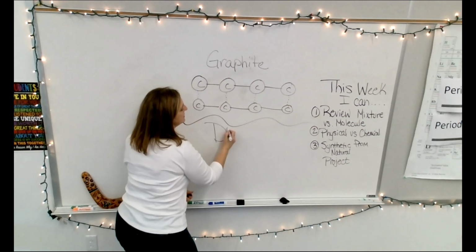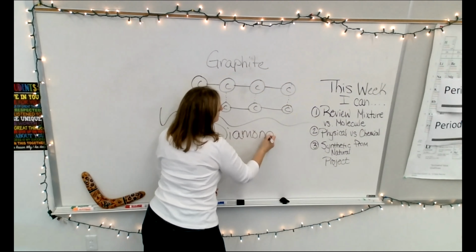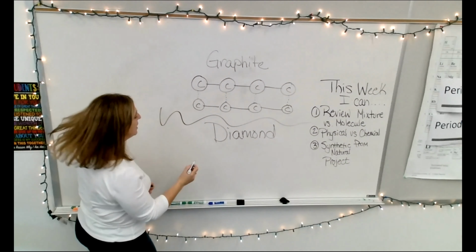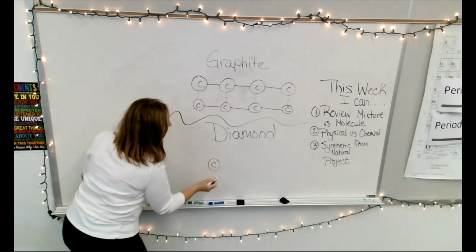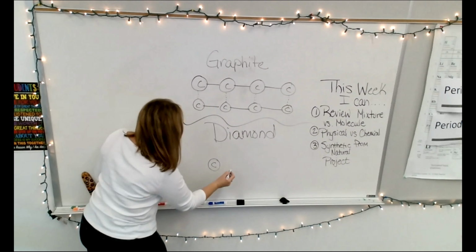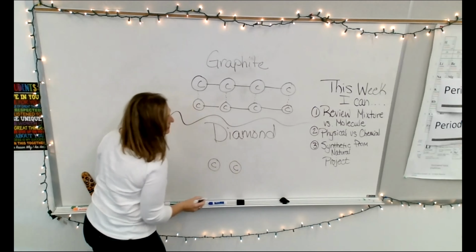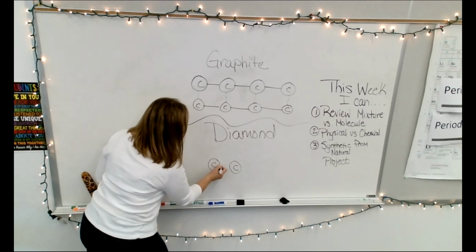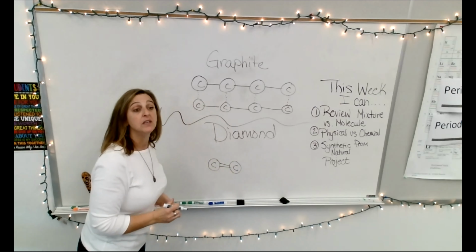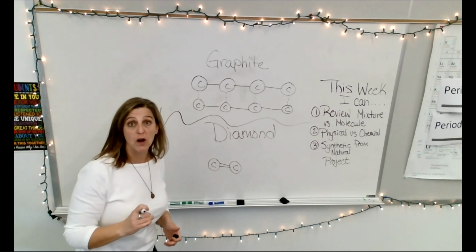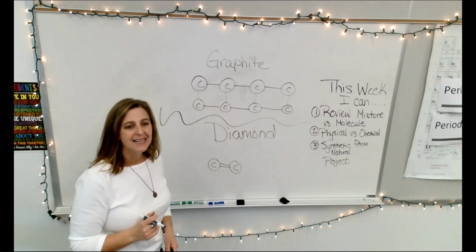So a diamond, also made of carbon. So I'm going to have a carbon atom here. And I'm going to have another carbon atom here. I'm going to put two lines representing a much stronger bond holding them together.